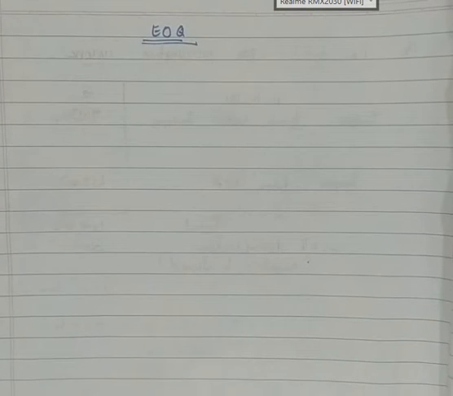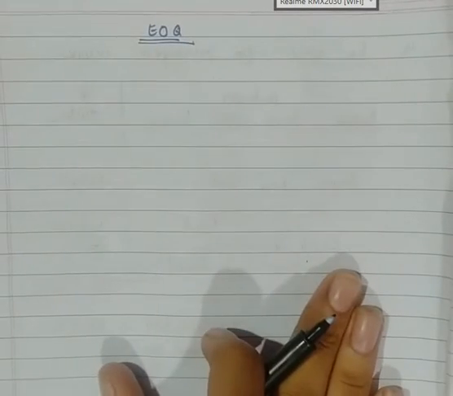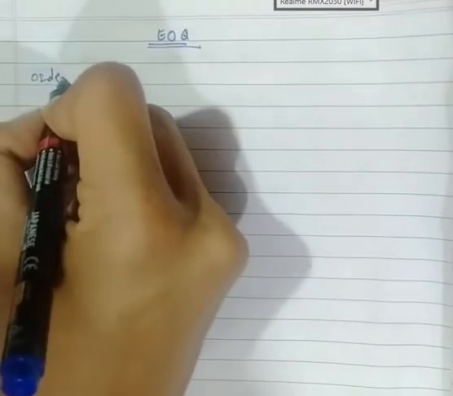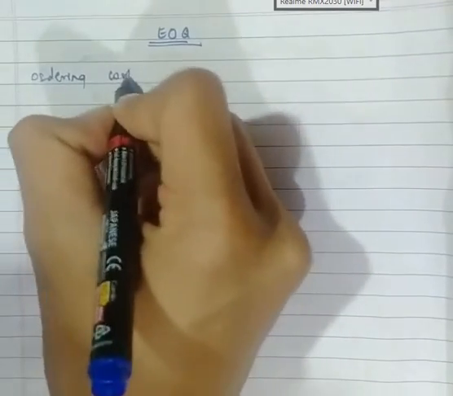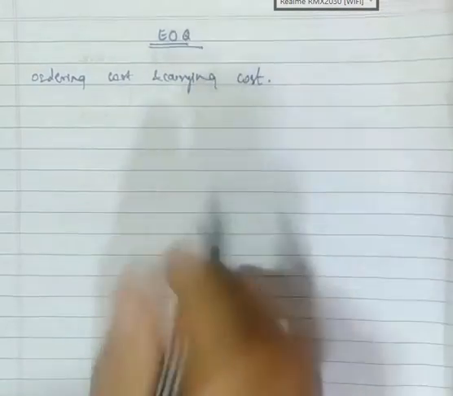Okay, so our goal is to find the quantity, also known as EOQ, where both the costs will be minimized. Now how can we go about that? So first of all, ordering cost and carrying cost.